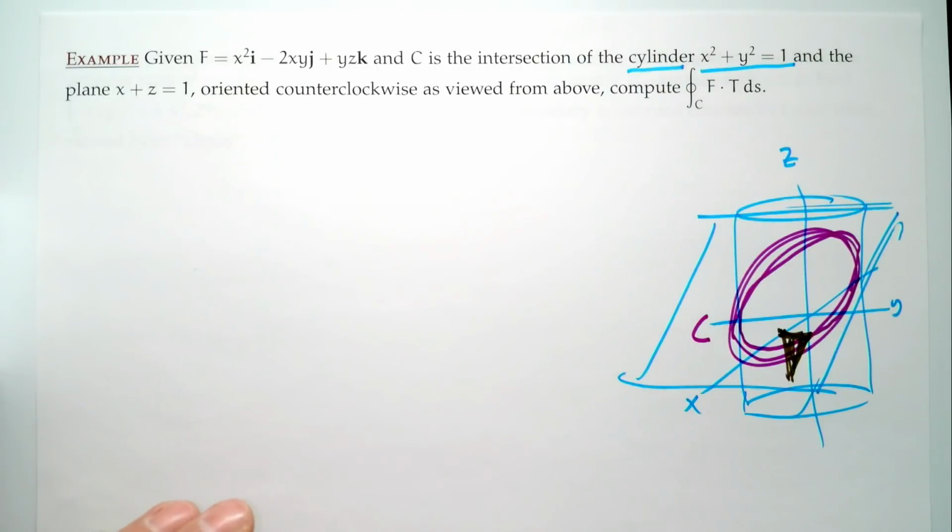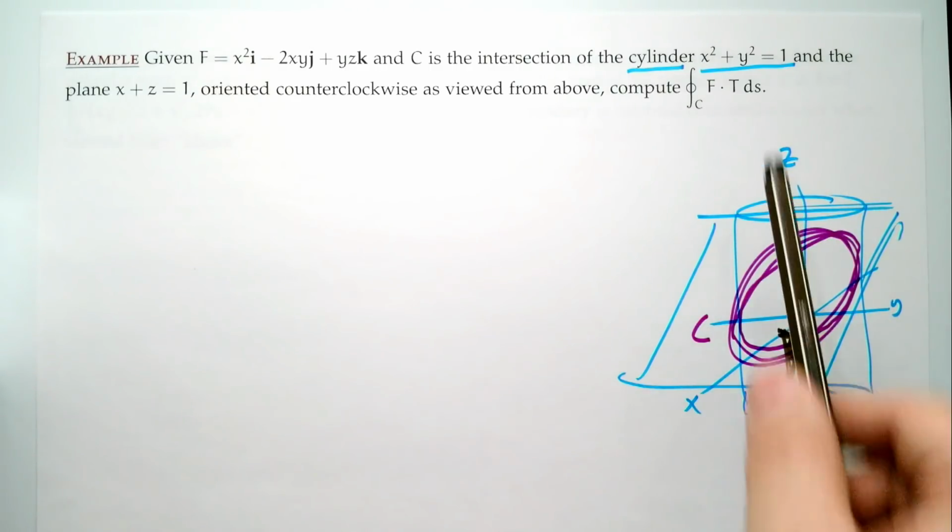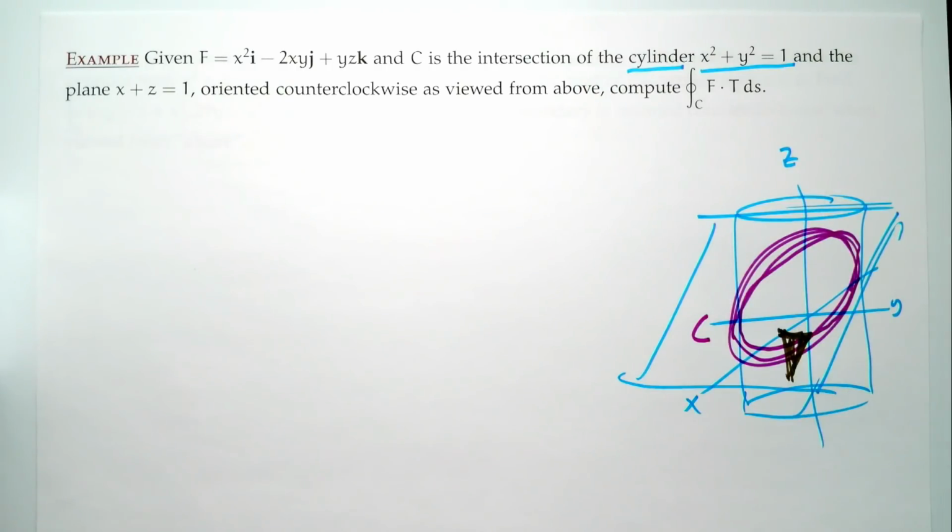There's no solid. You might say, well, wait a second, isn't the cylinder a solid? The cylinder, notice it's equal to one. I'm the shell of the cylinder, so it's the shell of the cylinder intersect the plane. Okay, so it's a curve.